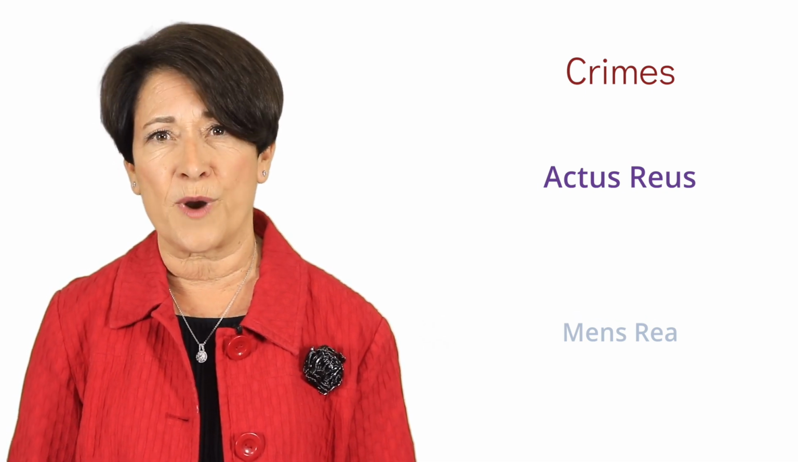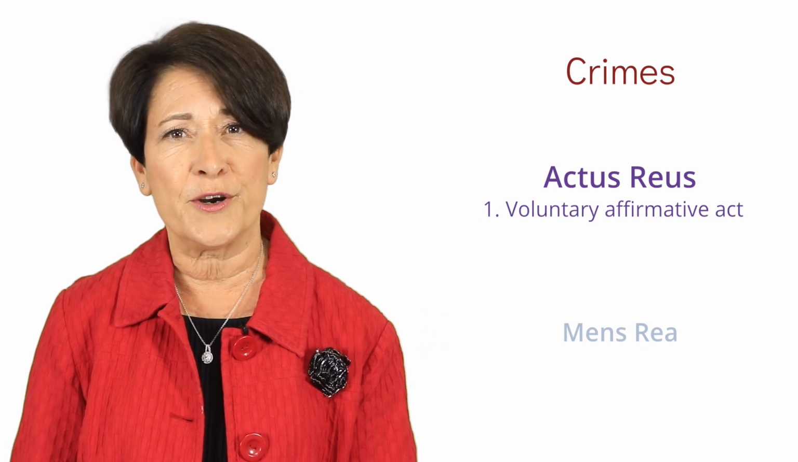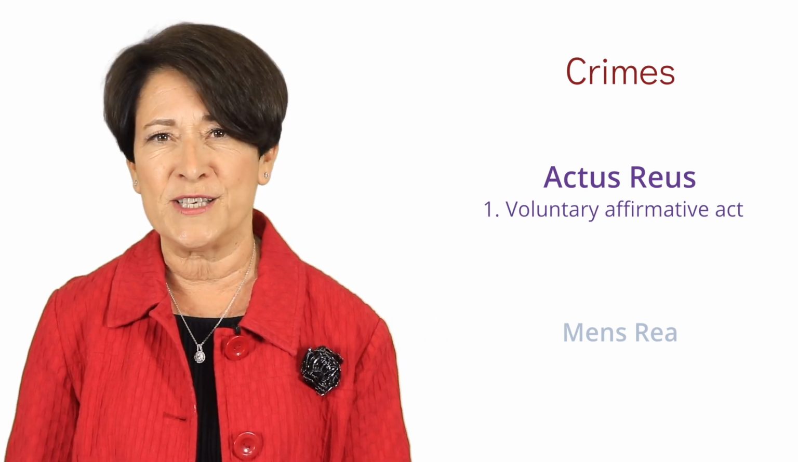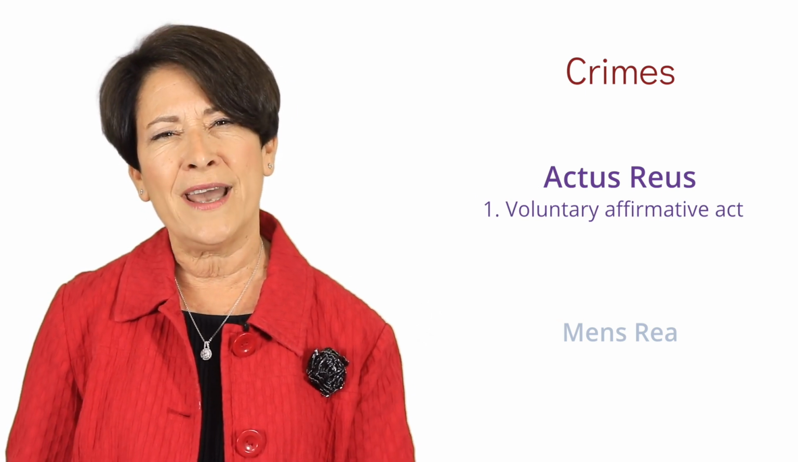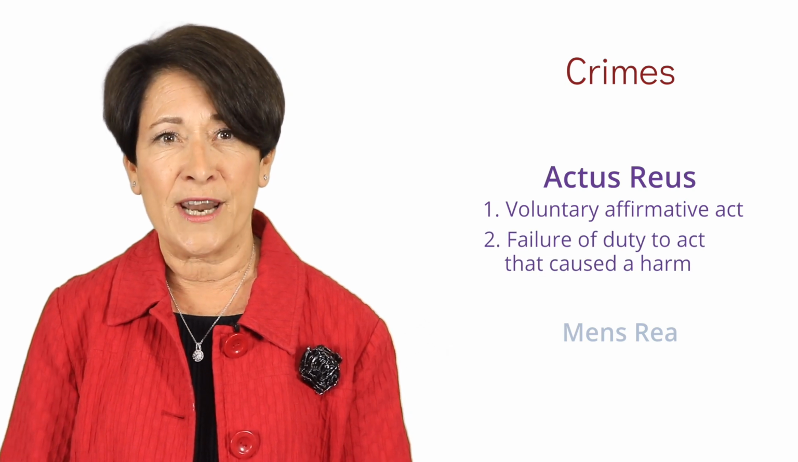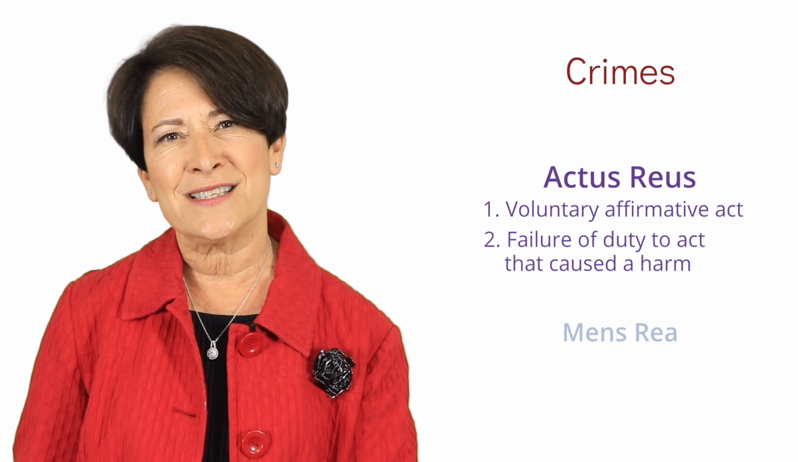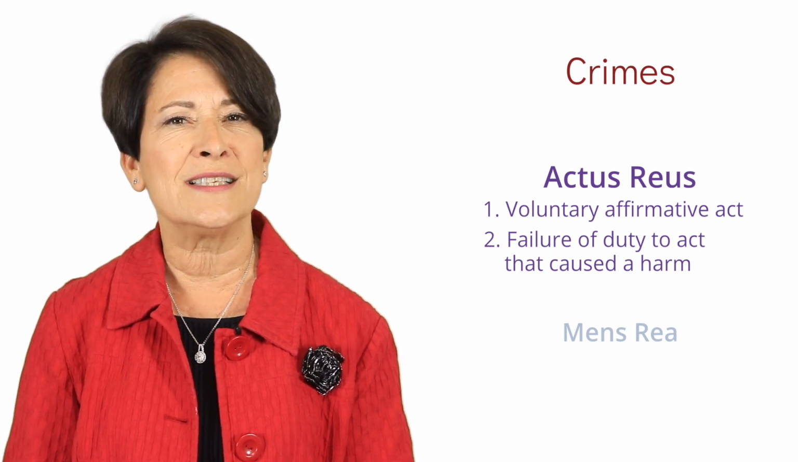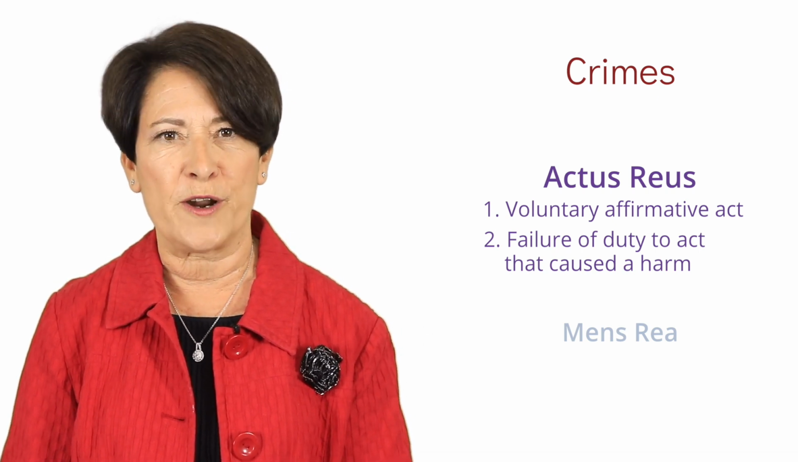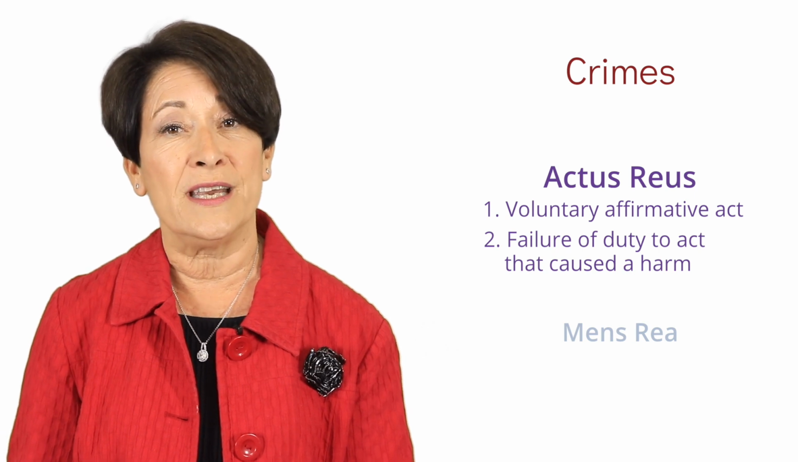ways to prove an actus reus, either by a voluntary affirmative act over which our defendant has physical control, or by his failure to act, when he had a duty to act and that failure to act resulted in the harm. In this lecture, I want to turn our attention to the second component, generally required for guilt. That component is the defendant's mental state, or mens rea.